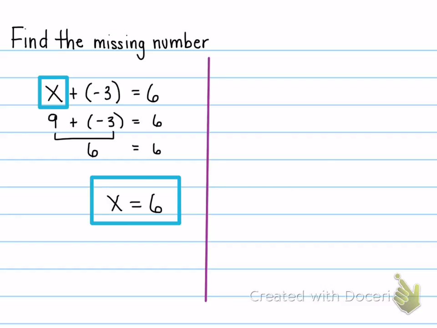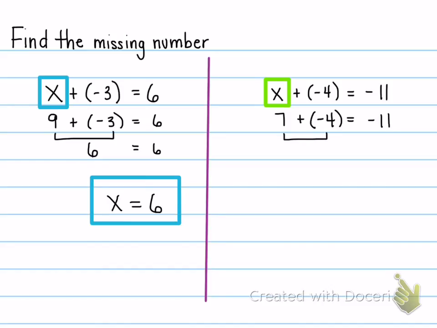All right, let's try another one. In this problem, I have x plus negative 4 equals negative 11. I'm trying to figure out what x is equal to. So again, I start with my mental math and I think, well, what number plus 4 is 11? I know that 7 plus 4 is 11. So if I write 7 plus negative 4 equals negative 11, if I look at these two numbers, signs are different, so I would subtract. Oh, that's 3, so I know that that's not the right answer.